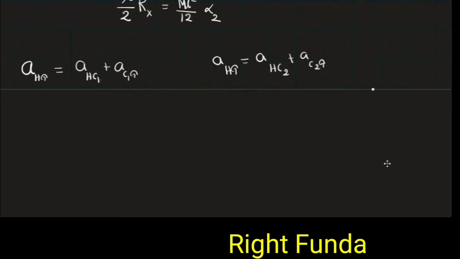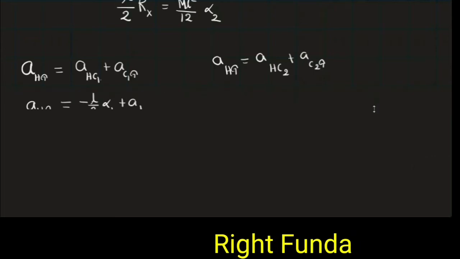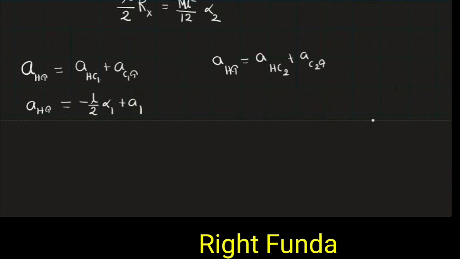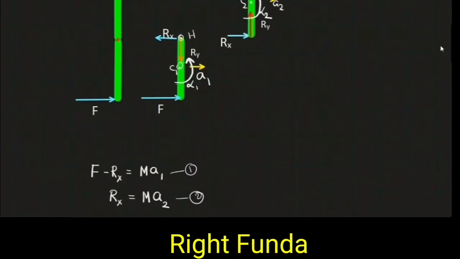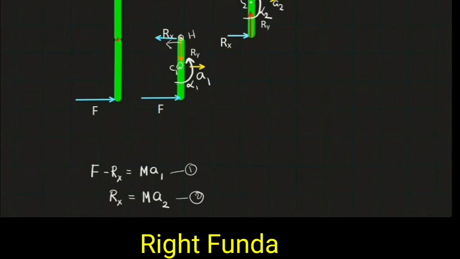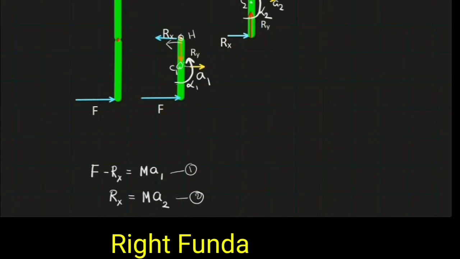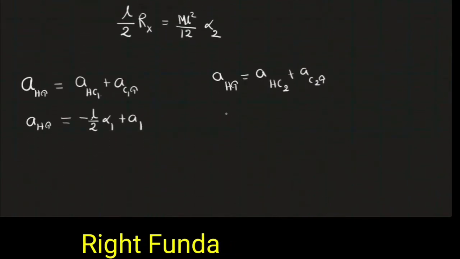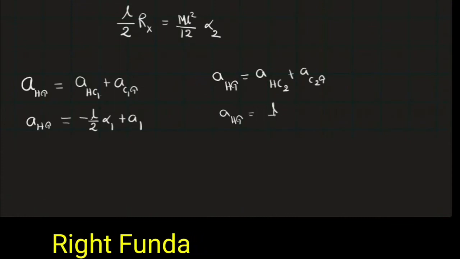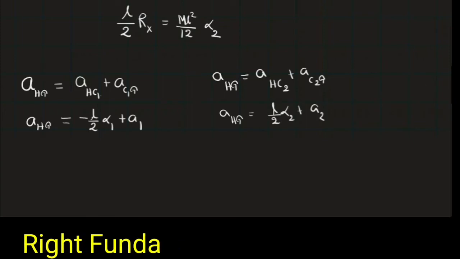So if I write the first equation, I get this equal to minus L by 2 alpha 1 plus A1, because for the hinge point, under the rotational motion we get the tangential acceleration, and C1 is going with the A1 acceleration, and there is L by 2 into alpha 1. I can also write the hinge point with respect to ground for the other rod. Now for the hinge point we get L by 2 into alpha 2 plus A2, because right now both are in the i cap direction.